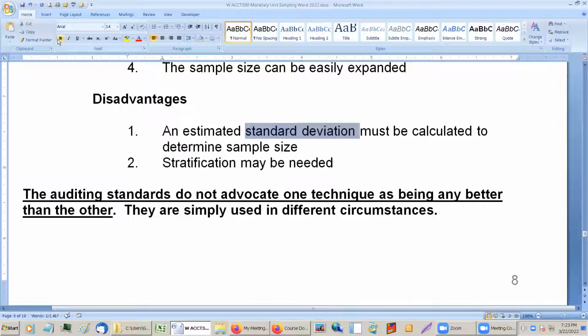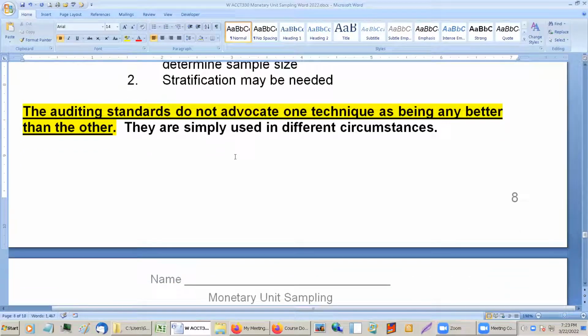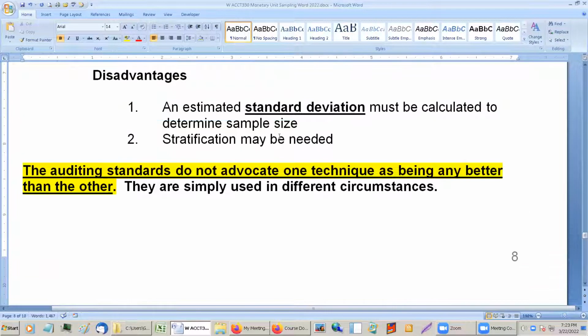So this is one of those things, it's kind of like the chicken and the egg thing. You're trying to see what the deviation is in the sample, but you have to have a deviation before you can even find the sample size you need to pick. So you either do a preliminary sample or maybe use last year's. All right, this is an important one too. Auditing standards do not advocate one technique as being better than the other. They are simply used in different circumstances.